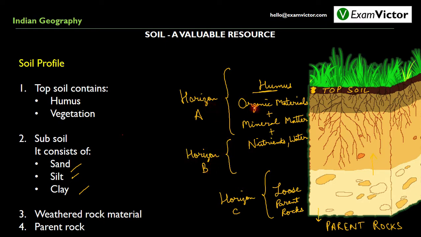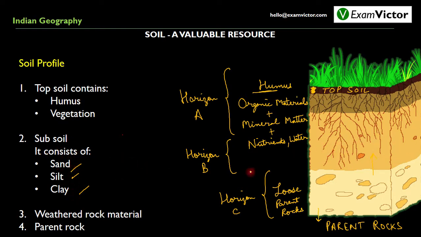Unlike horizon A, which contains a lot of organic matter, horizon B contains some organic matter, and it also contains some parent rocks. This weathered rock material is the still unweathered portion of such large rocks, which after weathering have reduced in size. Everything other than this weathered rock material in horizon B is subsoil, which consists of sand, silt and clay.